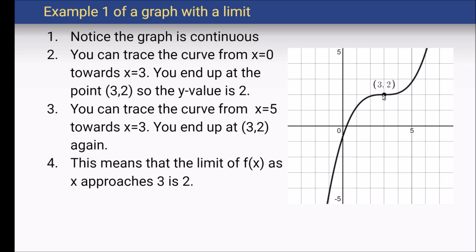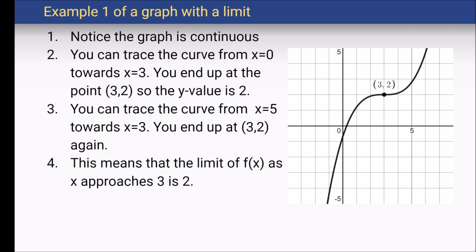So from the left, you end up here at 2. From the right, you end up down here at 2. Both times you end up in the same spot. And what that means is the limit of f of x as x approaches 3 is 2. So the 3 is the a, and it's an x value. And the 2 is the limit, and it's a y value, right? Y equals 2 right here. Okay. And that's how you evaluate a limit using a graph.